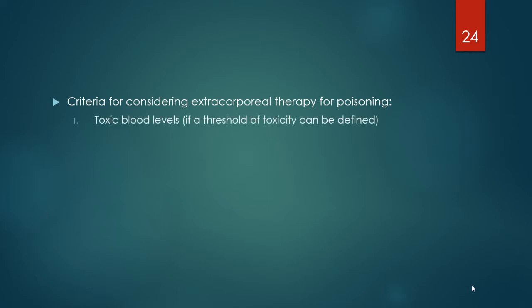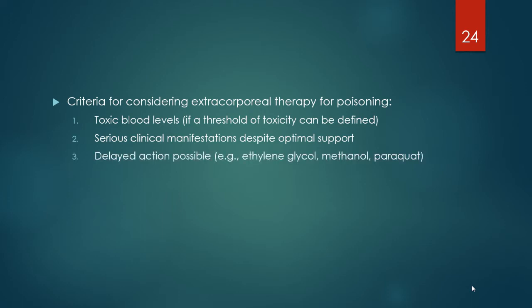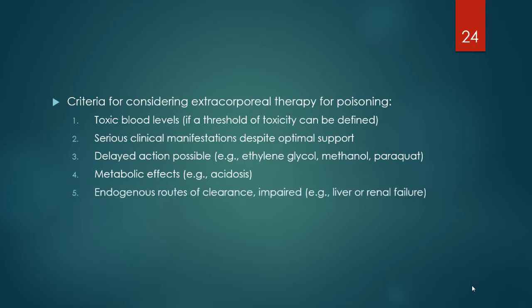The blood levels, of course. If there's a threshold of toxicity, we need to know it. The serious clinical manifestation despite optimal support. And delayed action potential. There are other toxins that have delayed action potential, like ethylene glycol, methanol. And as you mentioned, severe acidosis. And if we have an impaired endogenous clearance, like liver failure or renal failure.